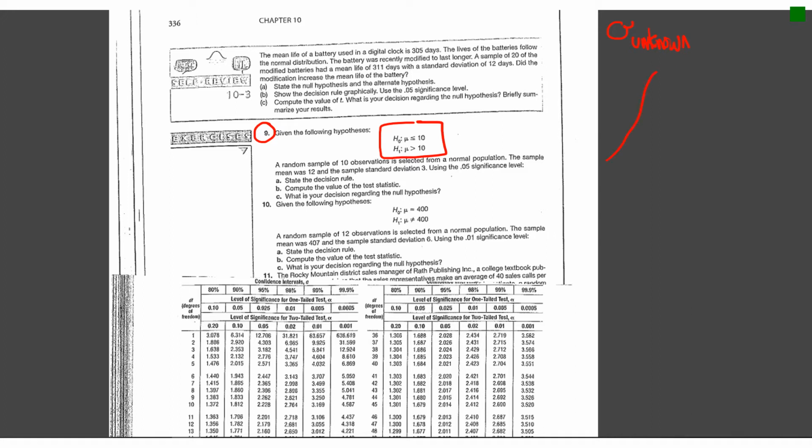So in this case, I'm going to go ahead and draw my curve, and because the alternate says greater than 10, this is going to be an upper tail test. So I'm going to shade that part of the tail. Alpha is going to be 0.05, I know that's that area.